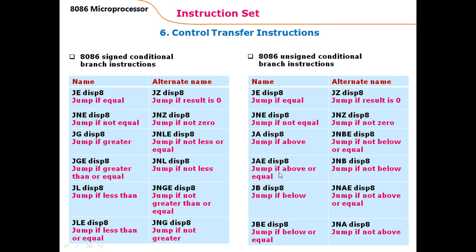And similarly, jump if above or equal. Jump if not below, this instruction is also not there. Jump if below, jump if not above or equal, jump if below or equal. So these instructions are not here, and these are the alternative names of these instructions. So either of these instructions could be used when unsigned numbers are compared with each other.